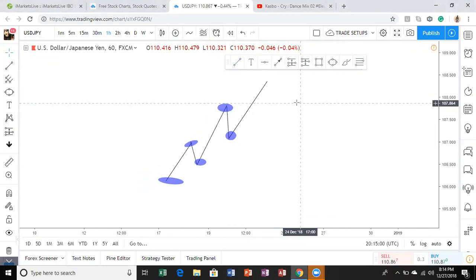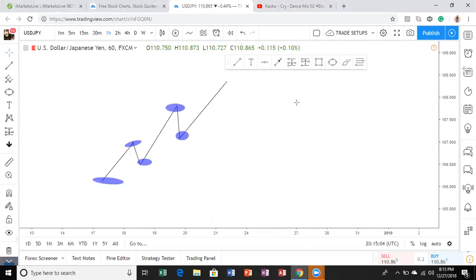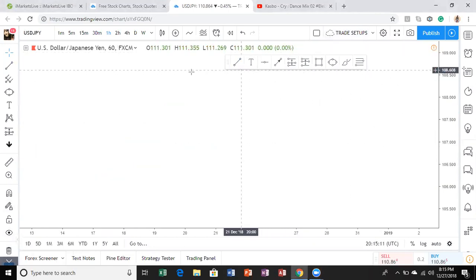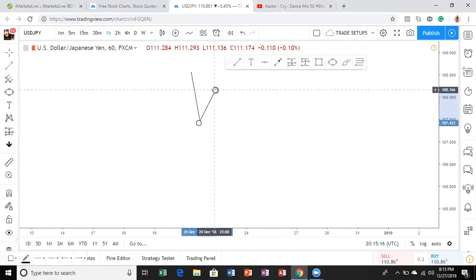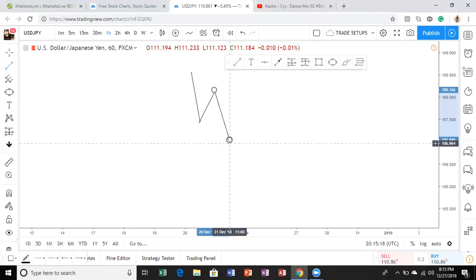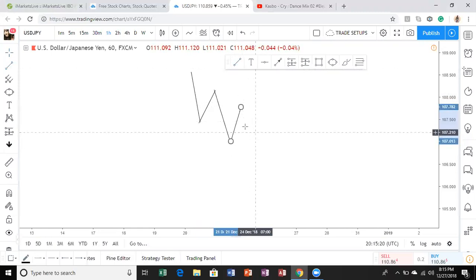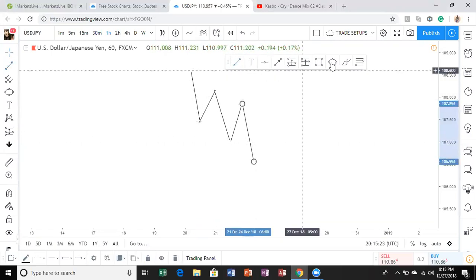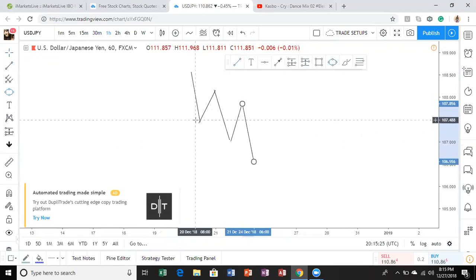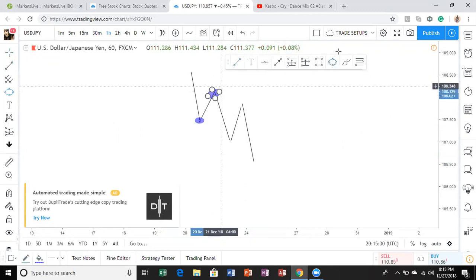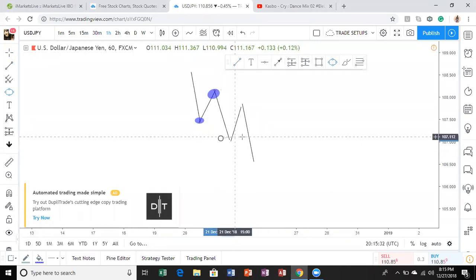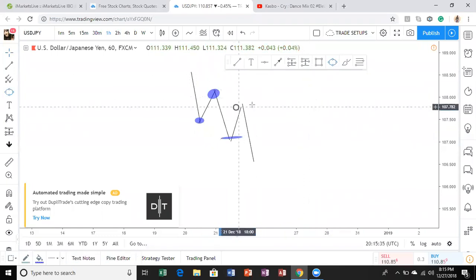So that is for the uptrend. Now the same thing for the downtrend. What does it do? It drops, pulls back, and drops, and pulls back, and drops. So with these you will be able to label them as lower lows and lower highs.